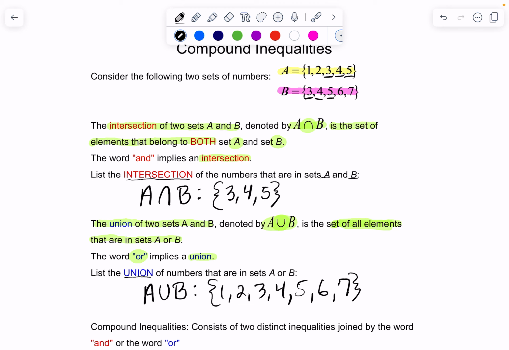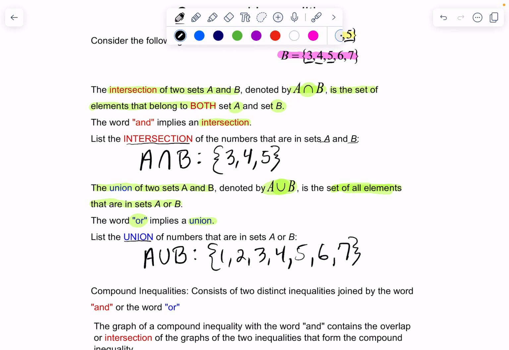So again, an intersection is where you have an overlap, and it is denoted by the word "and." A union is when you get all of the elements and combine them together, and it is represented with the word "or."